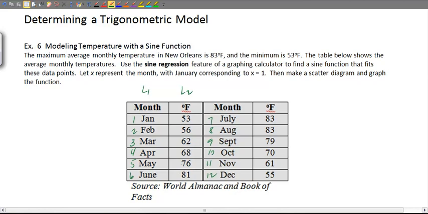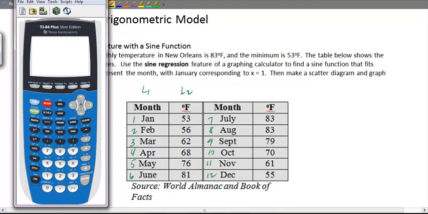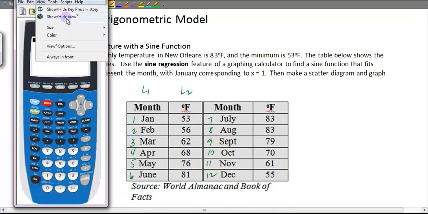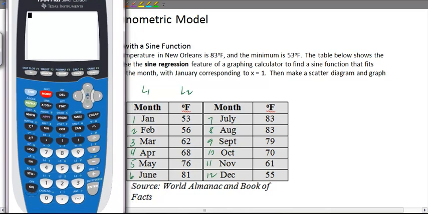So I'm going to pull up my calculator, and I'm sure you'll be able to do this a lot faster than me. Let's see if I can make that a little bigger for you. And since I'm going to be putting these into lists, I'm going to go to stat. So stat has these options right here, and I'm going to edit. I'm going to choose that first option, and you can see it brings me to a whole bunch of lists.